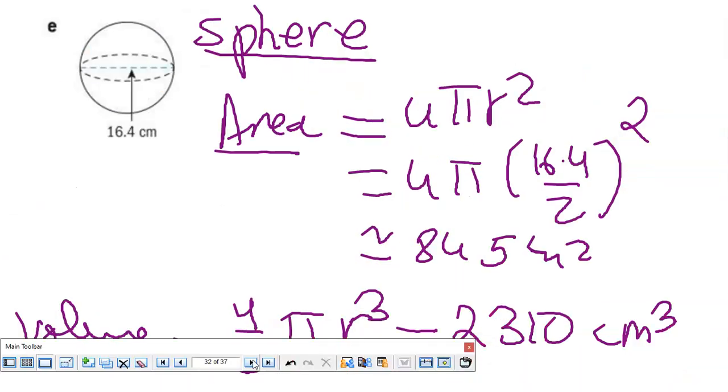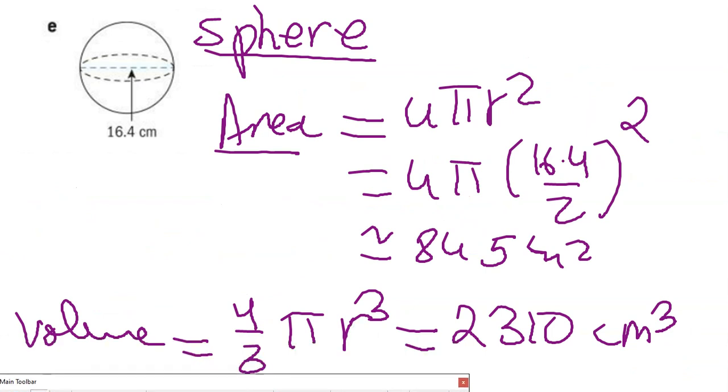Figure E, it's a sphere. The area is 4 pi r squared. I have the diameter 16.4, so the radius is going to be 16.4 over 2. I replace, I calculate. The volume is 4 over 3 pi r cubed. And again, I will find the radius by dividing the diameter by 2.